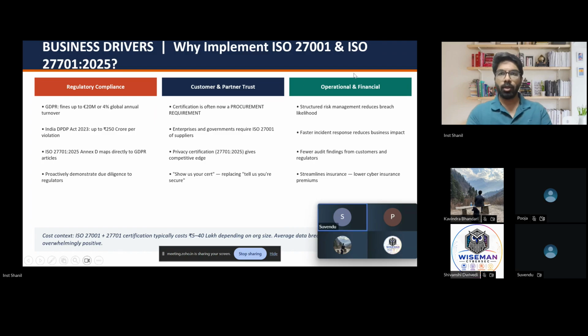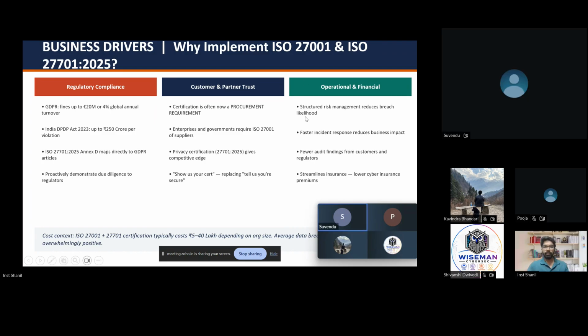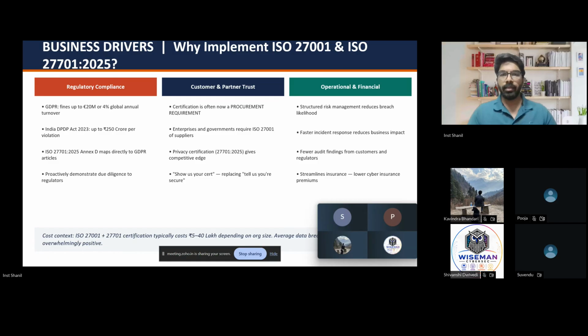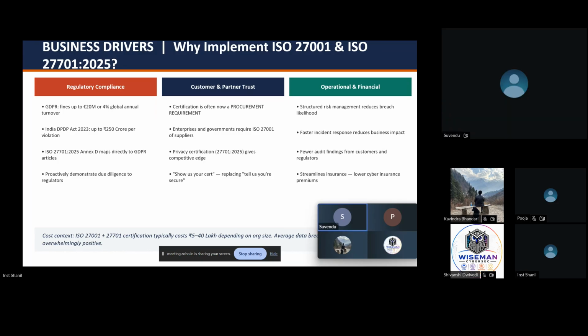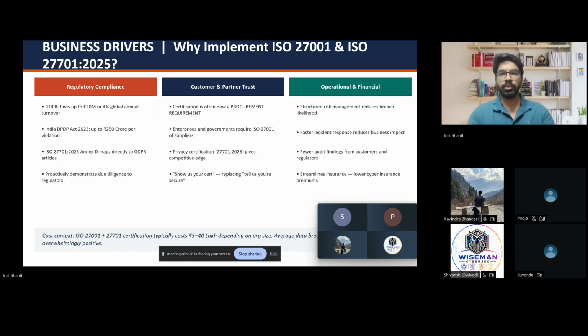What about 27701, the 2025 version, is it recently implemented? Yes, the earlier privacy version was 2019 and it has been updated with some controls in the 2025 version. Similarly for ISO 27001, the last update was done in 2022. So we'll be reading around that. Okay.